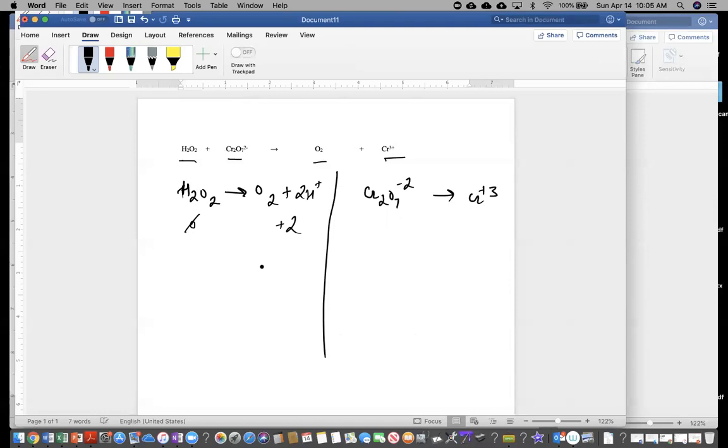So what was the rule? You add electrons to the more positive side, right? You need to add electrons to that side. Which one is the more positive side? Yeah, so you add electrons to the +2 side.